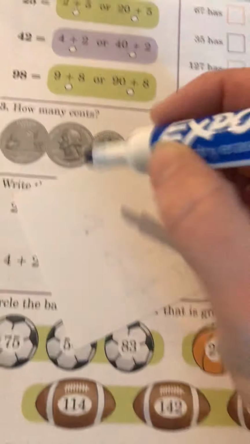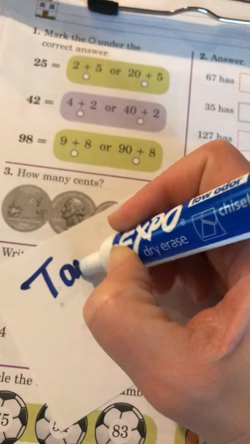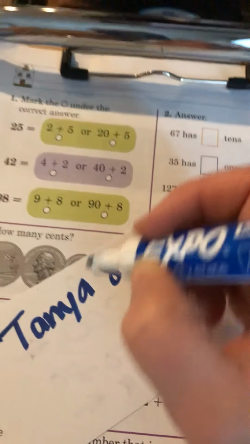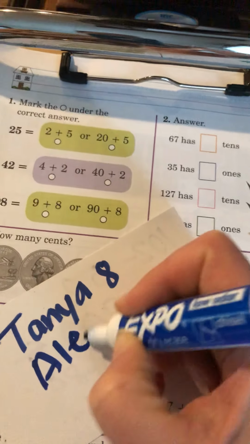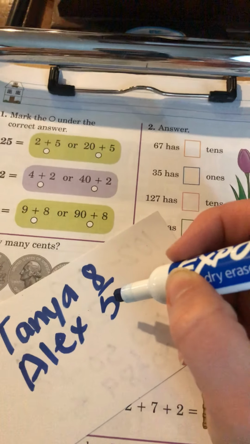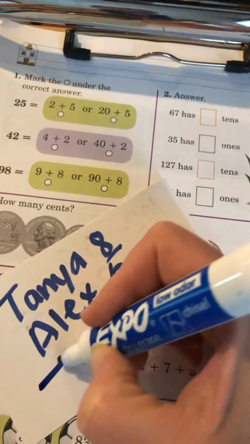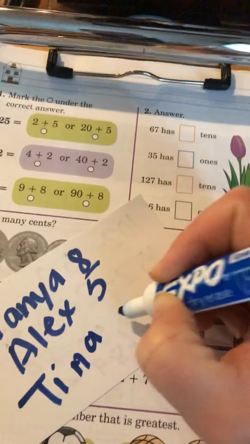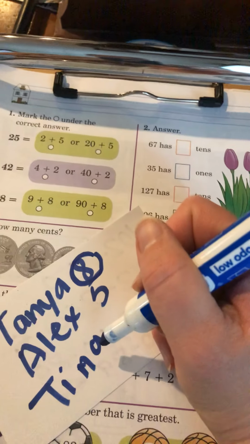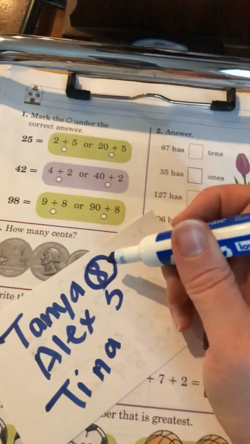So I'm going to actually write my numbers down instead of us just doing this in our mind today. So Tanya read 8 books. So on my paper here, I'm going to write Tanya 8, and then it says Alex read 5. I'm going to put Alex 5, and then it says that Tina read 2 more than Tanya. Well, that doesn't give me a number. It's 2 more than Tanya. Okay, well, let's figure out what that number is.